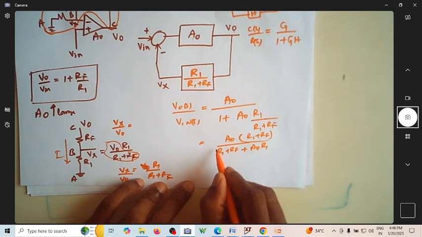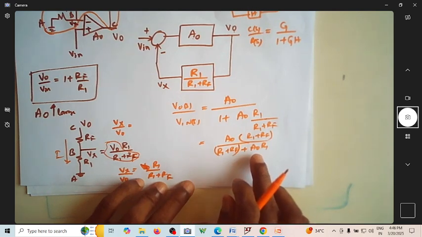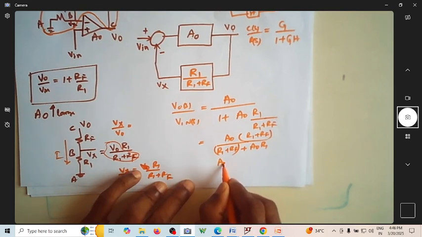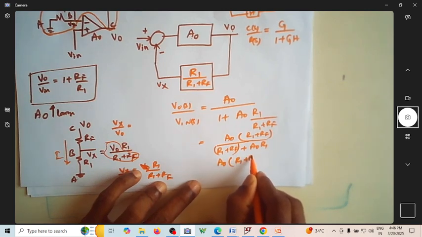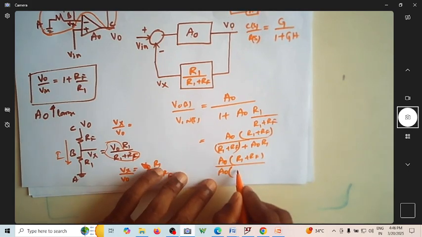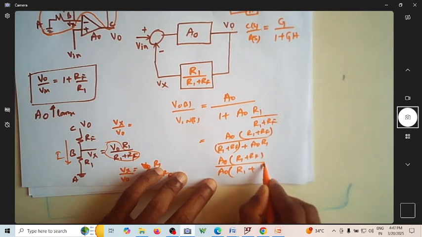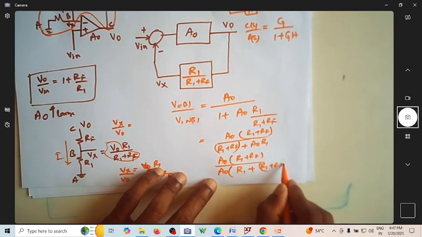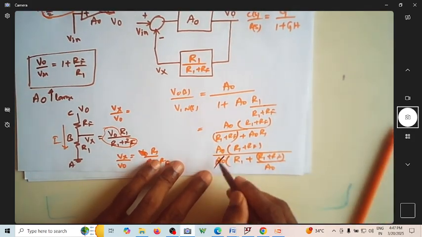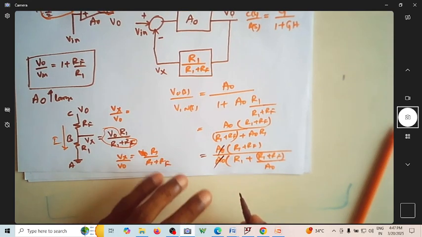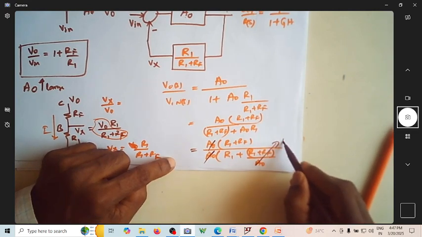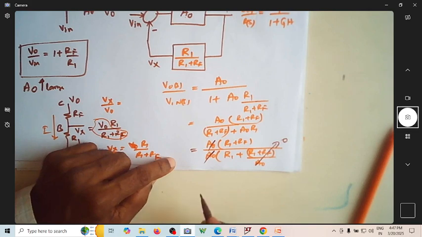So what I'll do now, I'll just group it like this. I will take out A naught as common here. So it is now A naught into R1 plus RF divided by A naught. I'll take it common. So then this will become R1 plus R1 plus RF divided by A naught. Correct? So then this will go off. If A naught is very large, then this goes to 0. So what you have?